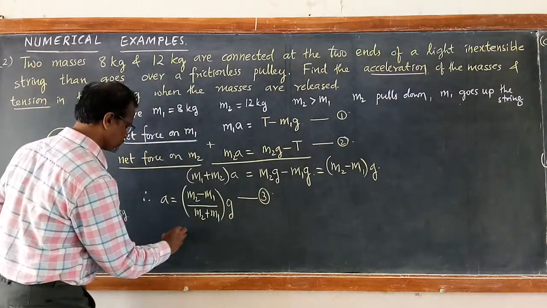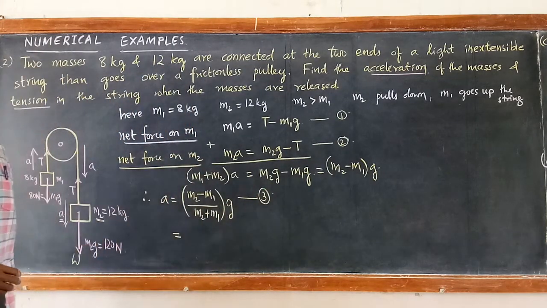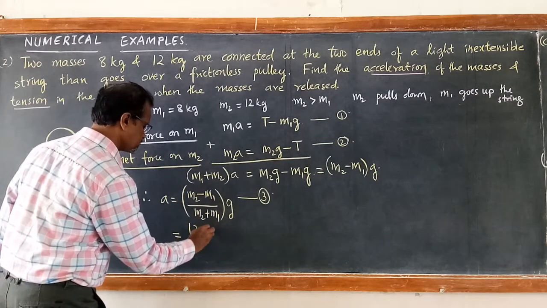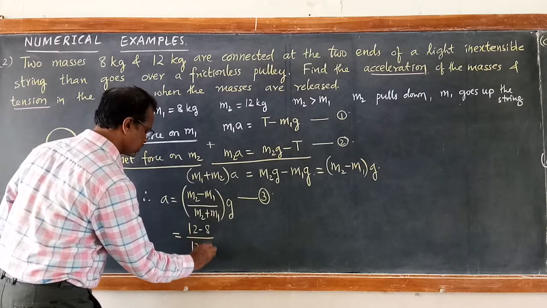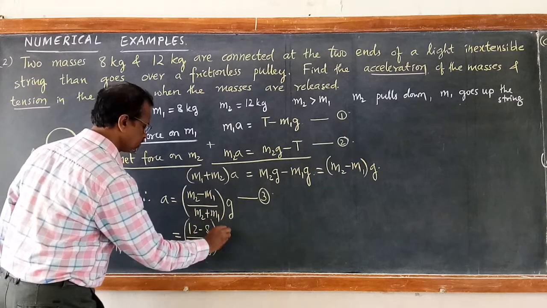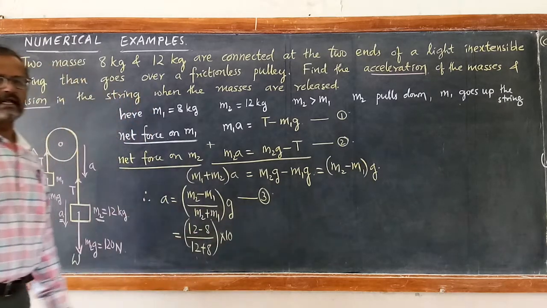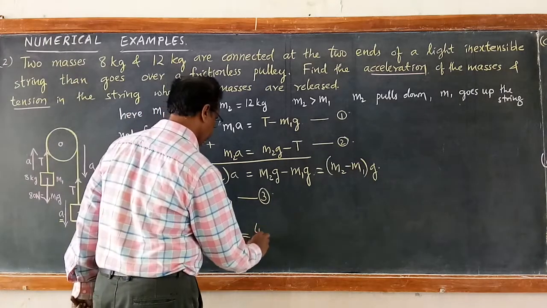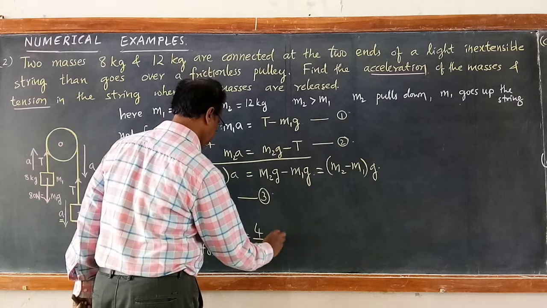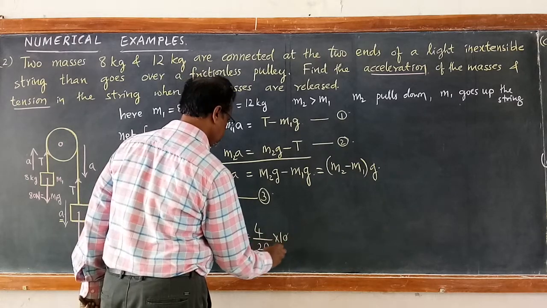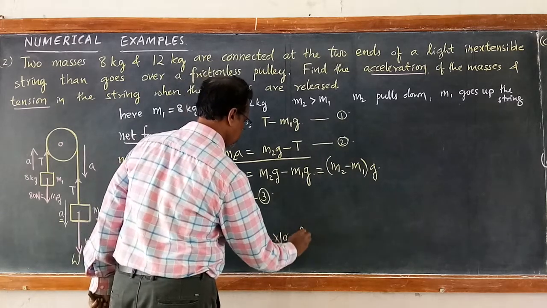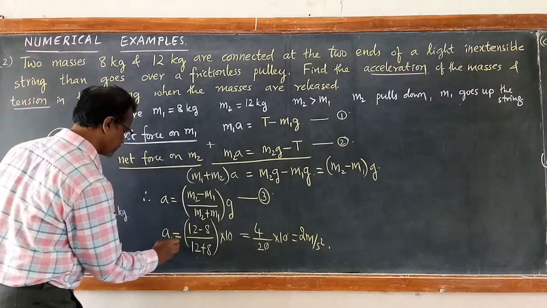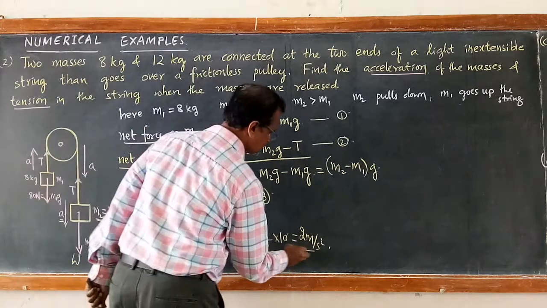Now just substitute the values, you will get the value of acceleration A. 12 minus 8 divided by 12 plus 8 into G. Let us take 10 meter per second square. 12 minus 8 becomes 4. 4 divided by 20 into 10. So 0 cancels, you are left with 2 meter per second square. So the net acceleration is 2 meter per second square.